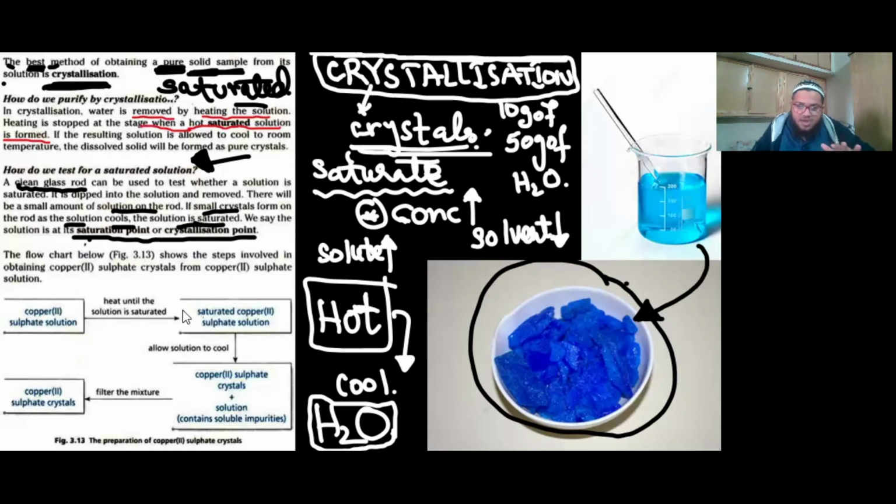So let's sum it up by using this diagram. Copper 2 sulfate solution, you heat it till the saturated point, meaning more than 70 to 80% of the solution is evaporated, or till a saturated solution is formed. Then the saturated solution is allowed to cool down, and as soon as it cools down, you get the crystals and the solution which contains soluble impurities, okay? The crystals are going to be pure, they won't contain any impurities. And then you filter the mixture, and then you dry the residue, you'll get your pure crystals of copper 2 sulfate.